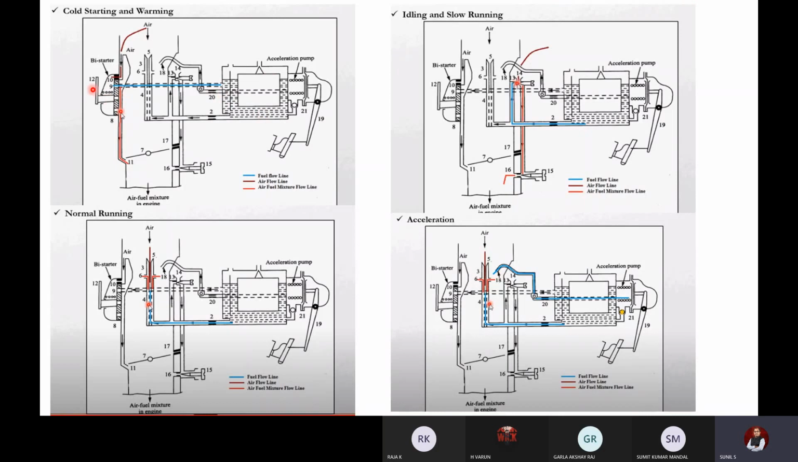Whenever this disc 12 is pulled away, the larger diameter hole will be opened for the fuel pipeline to enter here. So once again, I'm repeating, the blue color line, whatever you can see, that is the fuel flow.